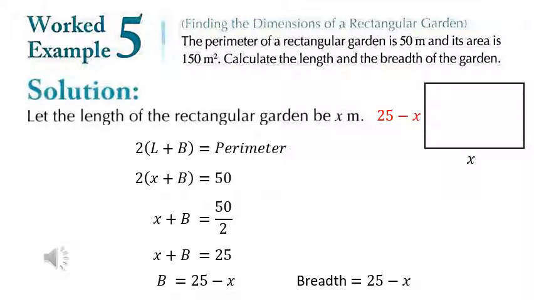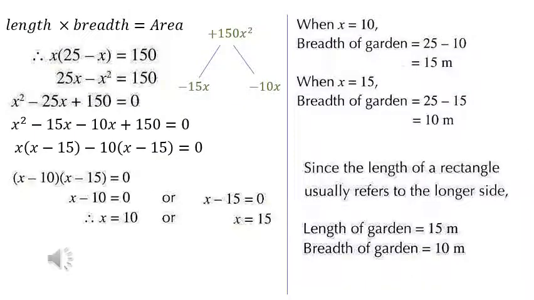On the next page, we will substitute the value of length and breadth in the formula of the area of the rectangle. Length multiplied by breadth is equal to the area of the rectangle. The length is x, the breadth is 25 minus x, and the area is 150 meters square. To solve the equation by factorization, there should be 0 on one side of the equation. So first expand the bracket, then take 0 on one side. By expansion, we have 25x minus x square is equal to 150.